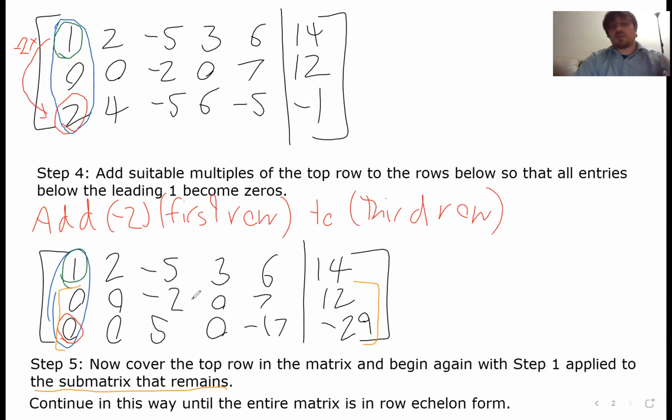And so since it's not in row echelon form, we cover up the top row and we go back to step 1 and repeat the procedure. Okay, so let's do that. So I'm going to take this matrix, cover up the top row, and begin again in step 1. Okay, I'm now covering up the top row. Okay, so I'm going to type that in.